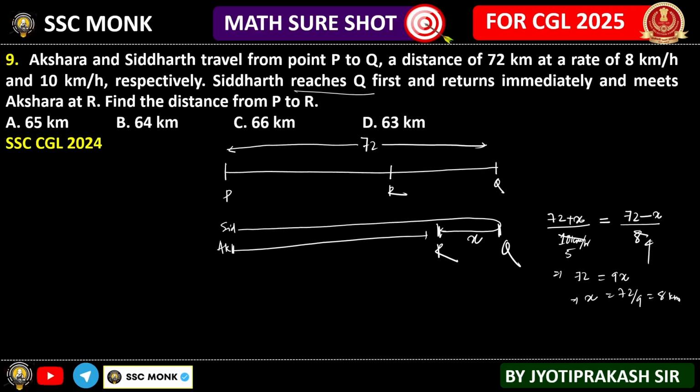Now 8 is what? In kilometer. So this much distance is 8. Total distance is 72. So the distance between P to R is equal to 72 minus 8, that is equal to 64 km. Answer option B.